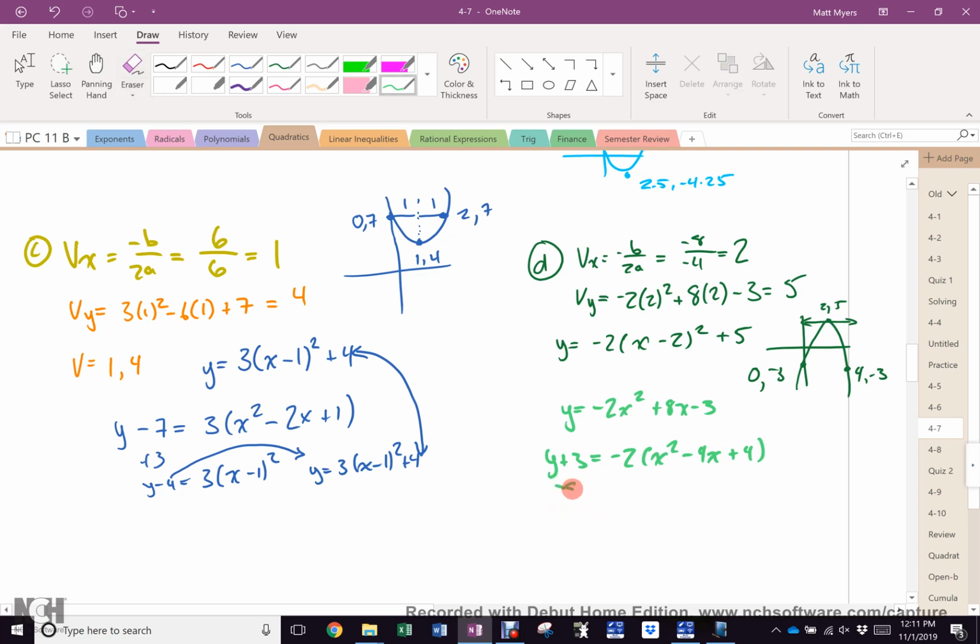Y minus 8 equals negative 5, because negative 2 times 4 is negative 8, equals negative 2, x minus 2 squared. Y equals negative 2, x minus 2 squared plus 5. Boom. Boom. Your choice. Everybody good?